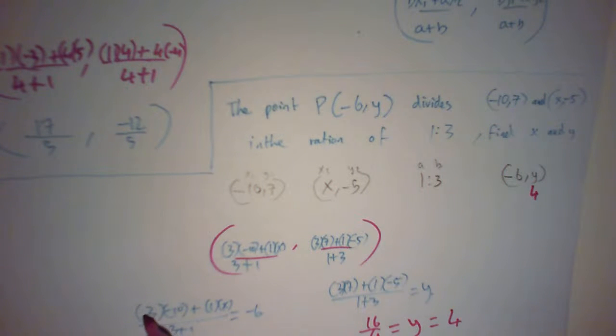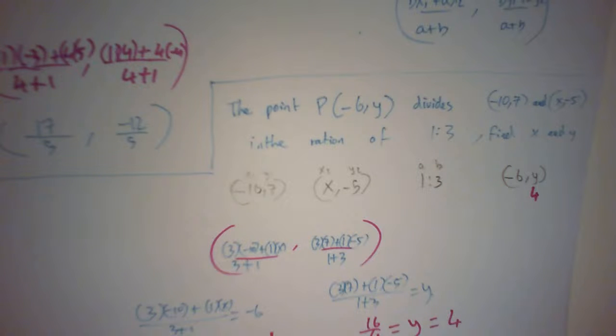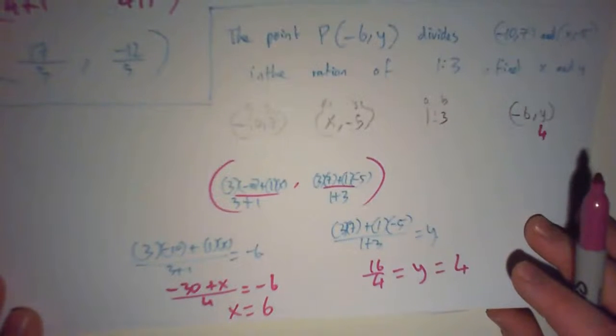Okay, now x. Minus 30 plus 1x over 4 is equal to minus 6. So again, you can already tell what it is, but minus 24, that's plus 24, x is minus 24 plus 24, yeah, x is 6. So there's your two answers. Hope that worked out for you.